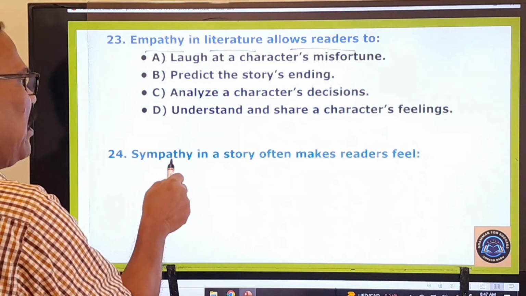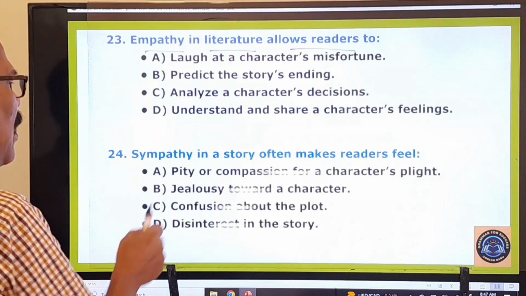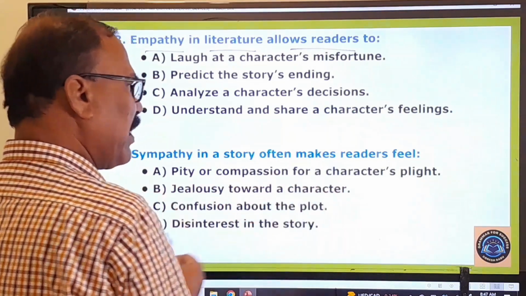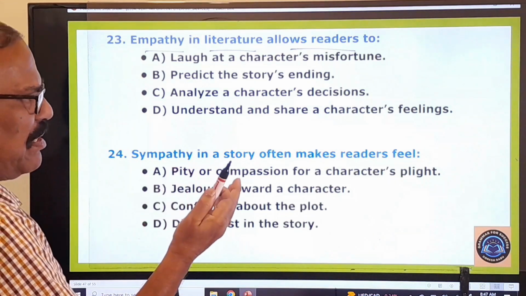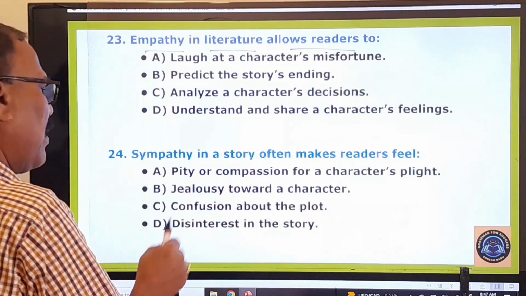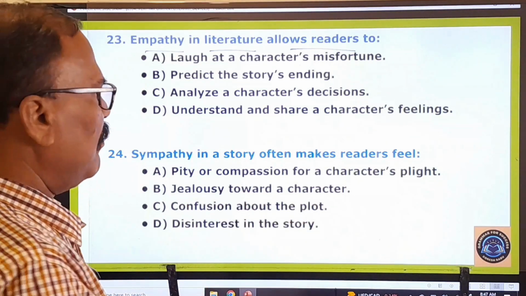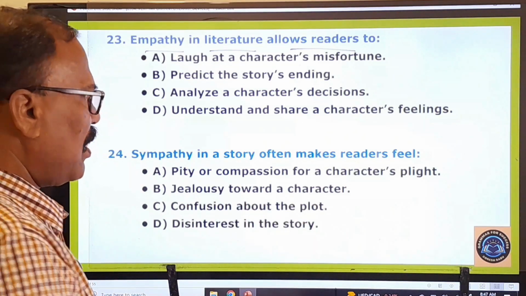24th one, sympathy in a story often makes readers feel what? Pity or compassion for a character's plight. Plight means sufferings or problems. Jealousy toward a character, confusion about the plot, disinterest in the story. You move on to other questions.